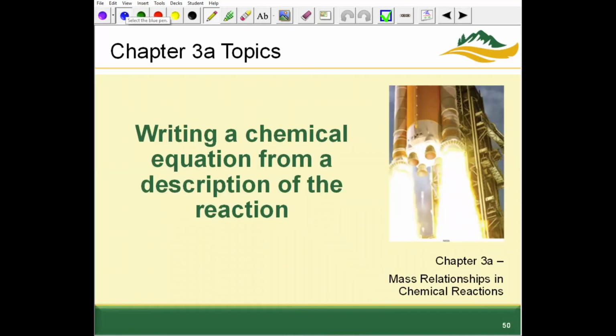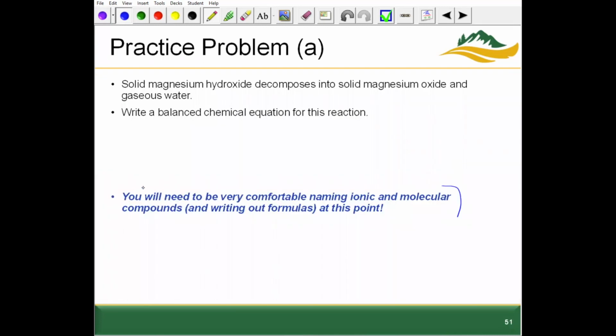So this next topic is similar to what we've been doing. We're going to write a chemical equation, but just from a description of the reaction. I mentioned how important naming and writing out formulas is going to be, so really make sure you're practicing that and keeping that really fresh in your mind. So how to name all those compounds and molecules, how to write all the formulas for ionic and molecular compounds.